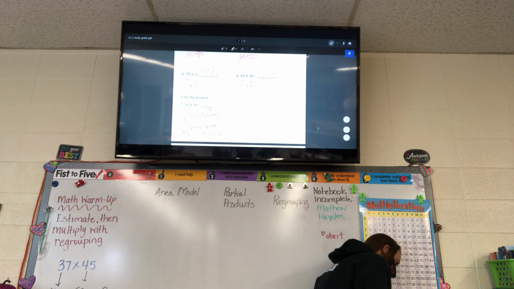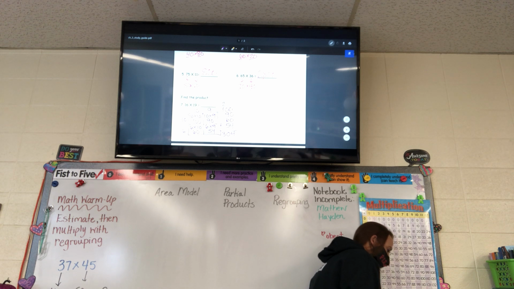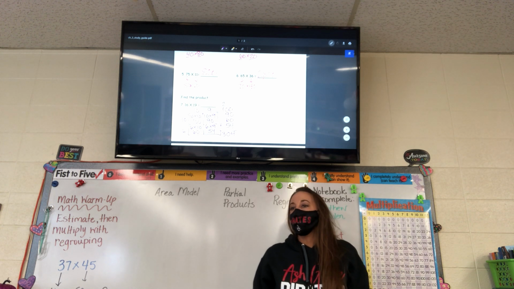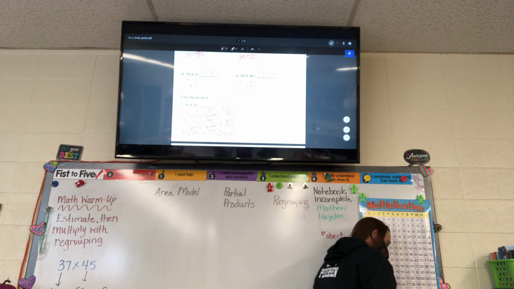Now 10 times 10 is 100. 10 times 9 is 90. 6 times 10 is 60. And 6 times 9 is 54. Now I stack them and add them. 100, 90, 60, and 54. Add those 4 together. 9 and 6 is 15 plus 5 is 20. Put down a 0, carry a 2. 2 plus 1 is 3. So 304.